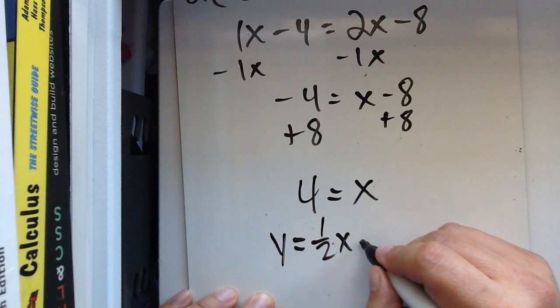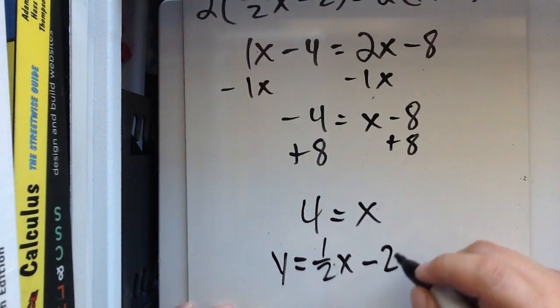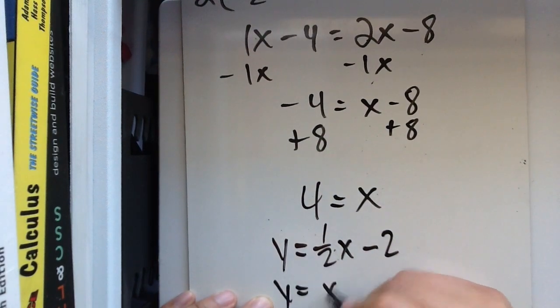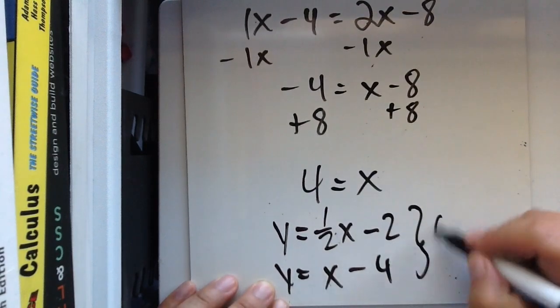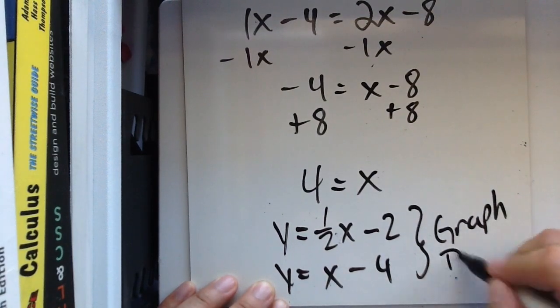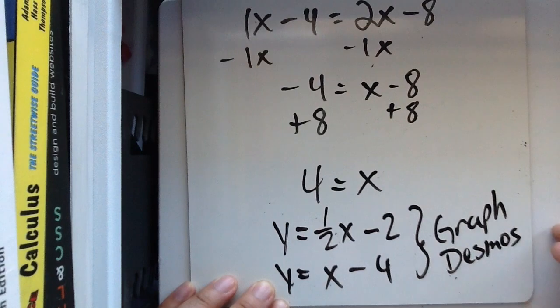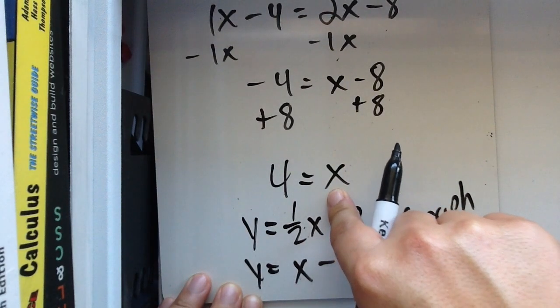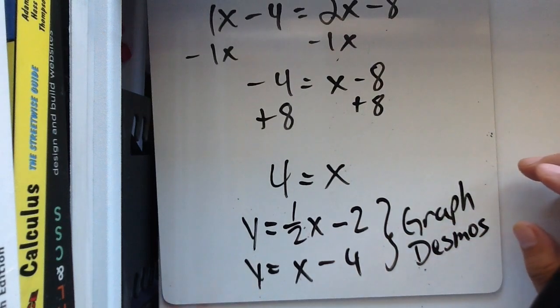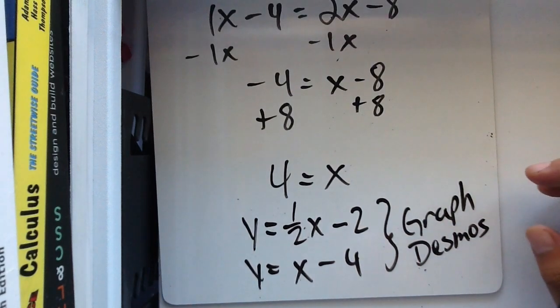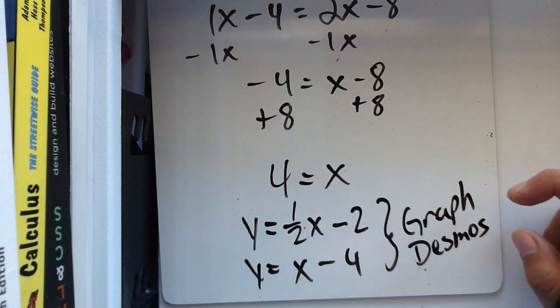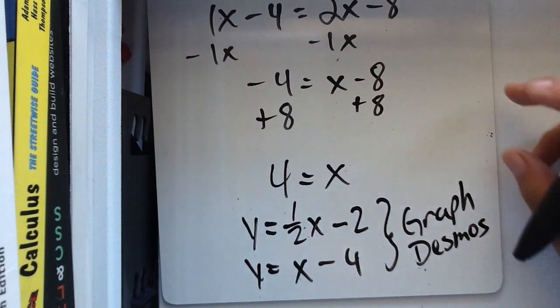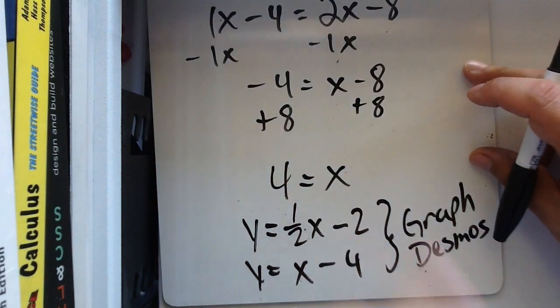y equals 1/2 x minus 2 and y equals x minus 4. This is what I graph on Desmos. They're going to intersect at a point where the input is 4, and the output, I believe it's 8. I'm not sure, 8 or 6, but there's one intersecting point, and that means they do share a solution, and it starts at x equals 4.